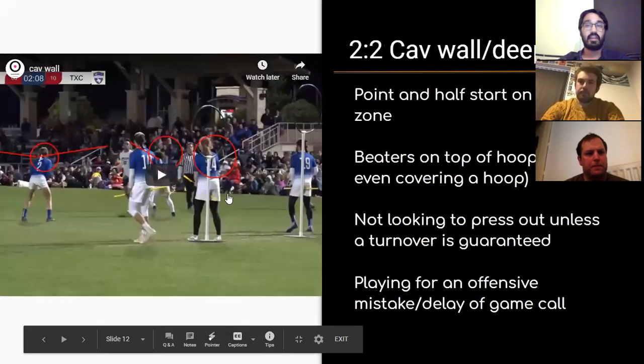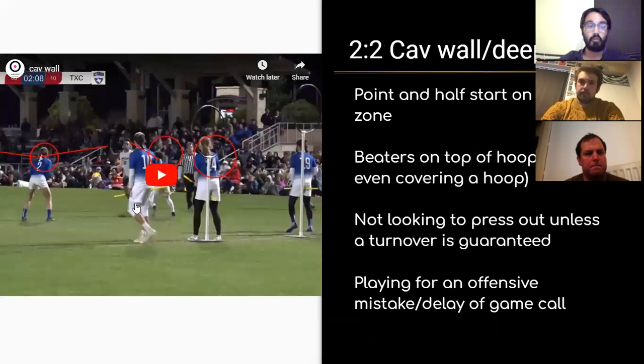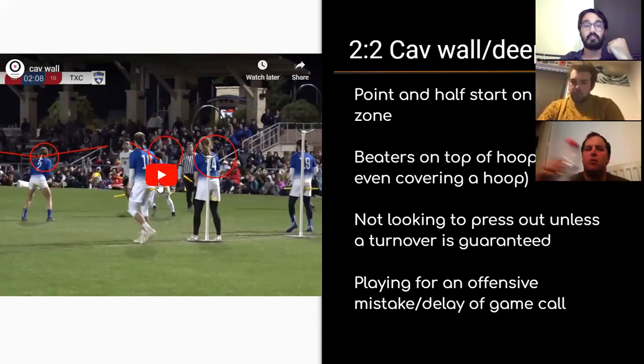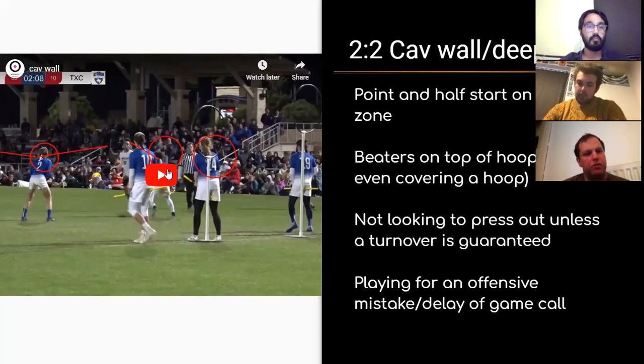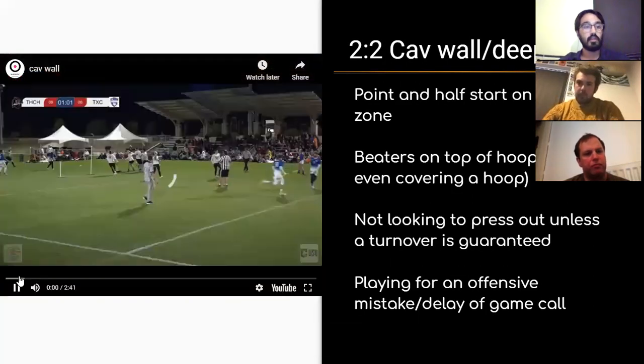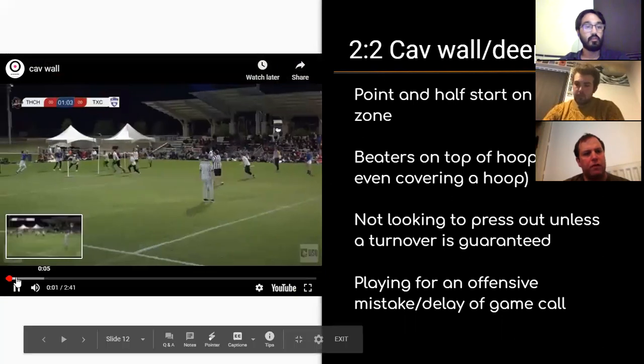The last one I'm going to look at is essentially the polar opposite. Okay, this is what would be called a cavalry wall. Okay, set up by Texas Cavalry, a US team. Okay, and this is what I would consider the most conservative version of this defense.